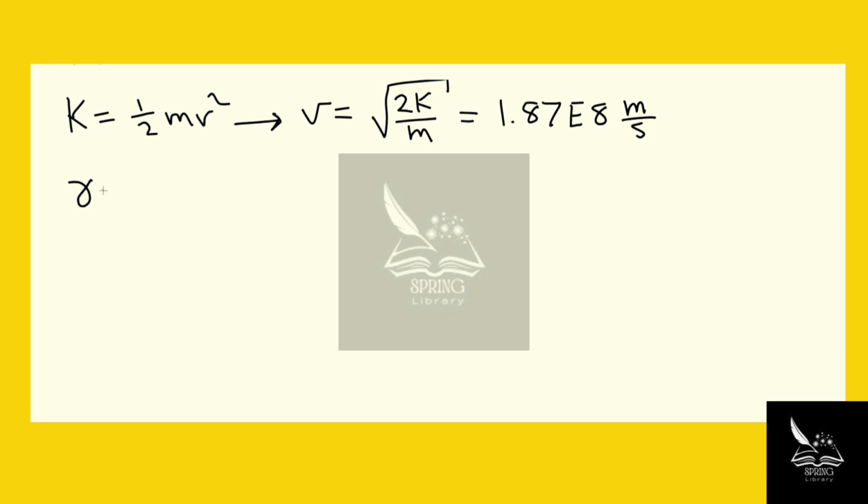Let's get an actual gamma factor for it. It's 1.87 e to the 8 squared over the 3 e to the 8 squared. These are both in meters per second. We get a resulting gamma factor of 1.265.